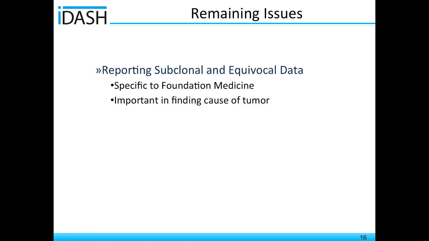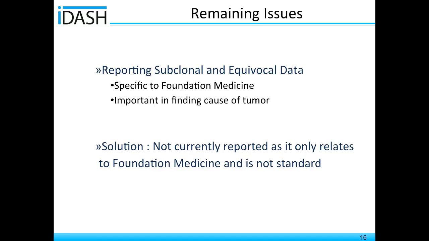So another issue that we have is reporting the subclonal and equivocal data, as it's more specific to the Foundation Medicine data set itself. However, it's still important for finding the causes of tumor and for clinical significance. But since right now there's no way of actually coding it into the HL7 system, we decided to leave it out. But it can still be included later on if they decide to update their nomenclature.